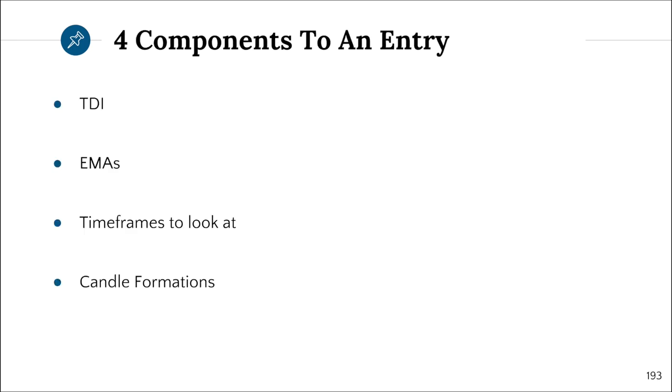Before we move in to the TDI entry parameters and you really see how these crosses work, understand that there are four main components that go into an entry. The TDI with your crossing RSI and liquid 50, the EMAs for trend, the 3 time frames for your trend identifier and your precise entry windows, and your candlestick formations. These are going to confirm or deny what you see on the TDI. Now, let's go into the TDI entry parameters.